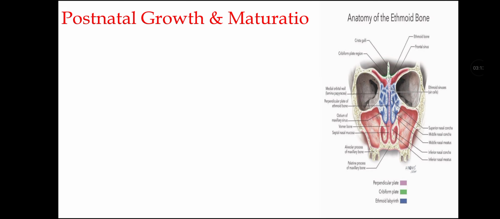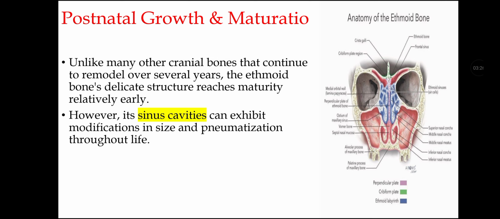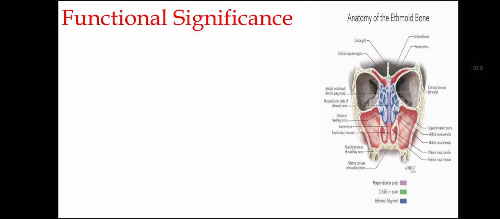Now let's talk about the postnatal growth and maturation of the ethmoid bone. Unlike many other cranial bones, it continues to remodel over several years. The ethmoid bone's delicate structure reaches maturity relatively early. However, its sinus cavities can exhibit modification in size and pneumatization throughout life. The delicate lamina that compose the ethmoidal labyrinth continue to maintain their complex sieve-like configuration well into adulthood.